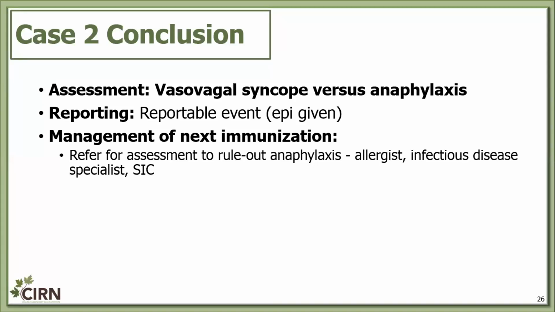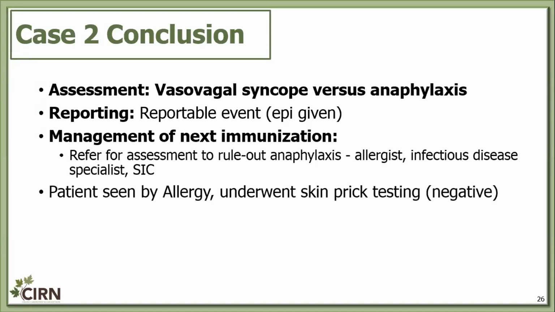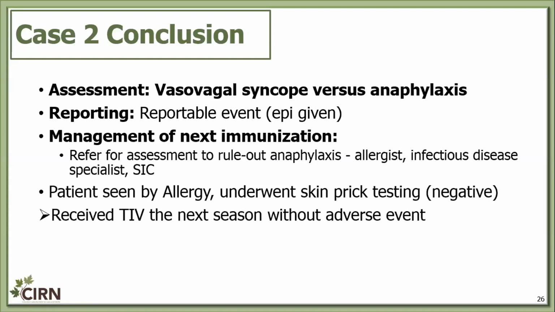For the next immunization, what we did, he was referred to SIC and on to an allergist who conducted skin prick testing against the vaccine, which was negative, and then he went on to receive TIV the next season without any issue. So the conclusion was that this was most likely vasovagal syncope.